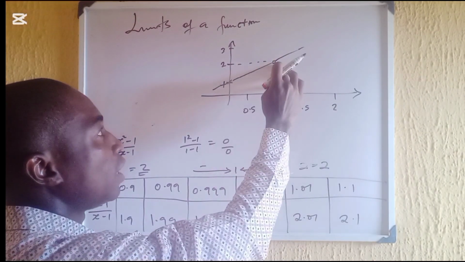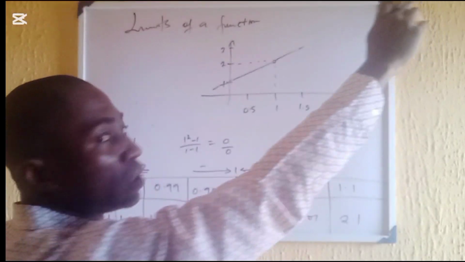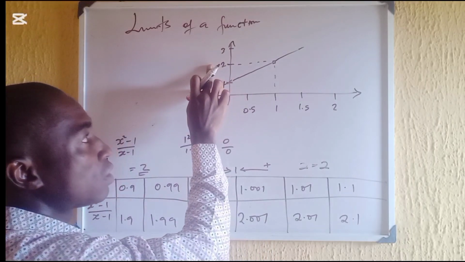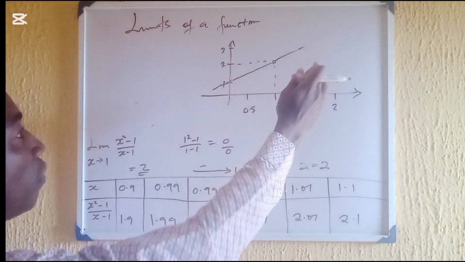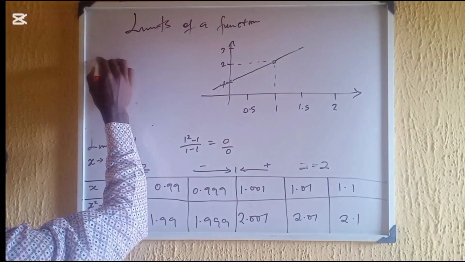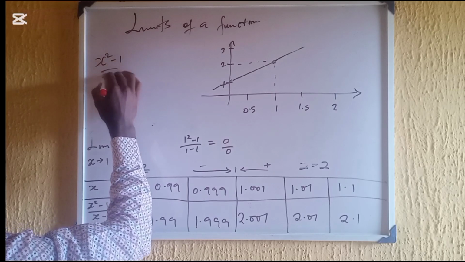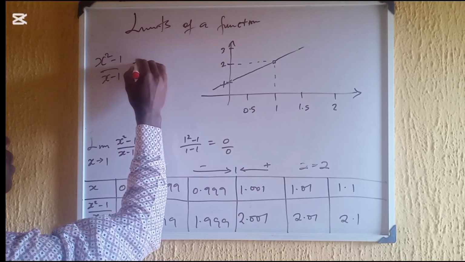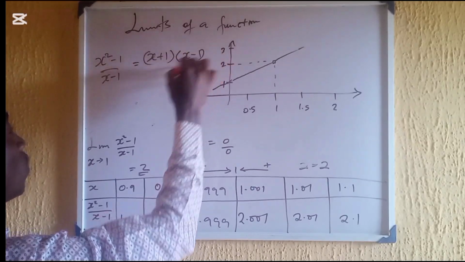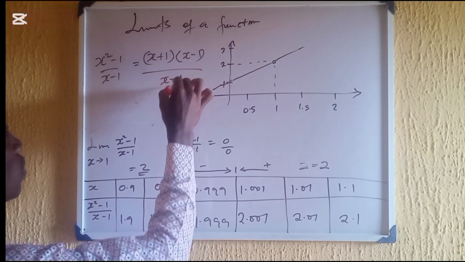So you can see that we'll have a gap. After this gap, the line continues. So at 1, the limit of the function is equal to 2. We would have achieved this by just factorizing. Now we know that x squared minus 1 over x minus 1 is the same thing as x plus 1 into x minus 1 over x minus 1.